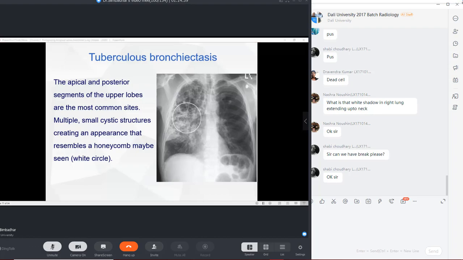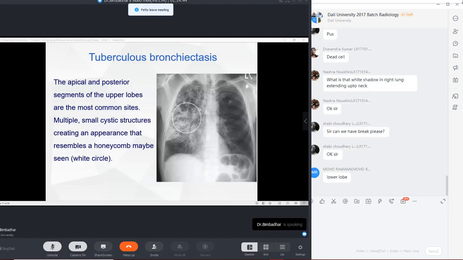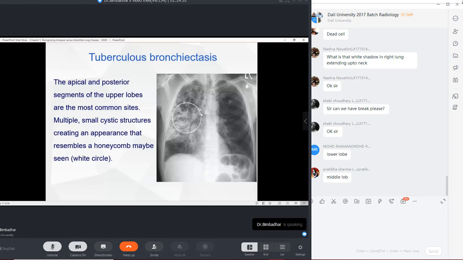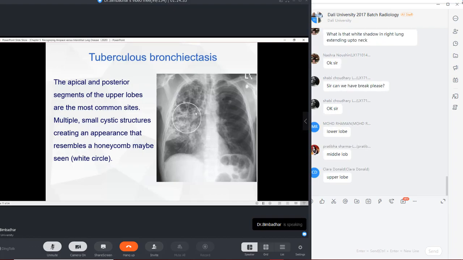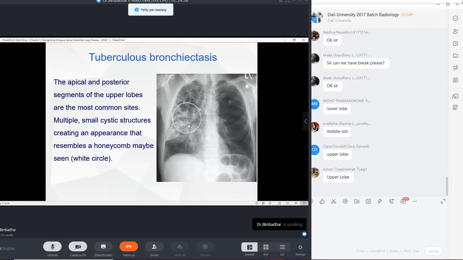Is it the upper lobe or lower lobe in this picture? The white circle, it is the upper lobe. Okay, it is the upper lobe because I can see here, this is the place where the minor fissure should be. This is the upper lobe and this is the superior segments of the lower lobe. Didn't it fit your criteria? It should happen in the apicoposterior segments of the upper lobes and then the superior segments of the lower lobes, right?